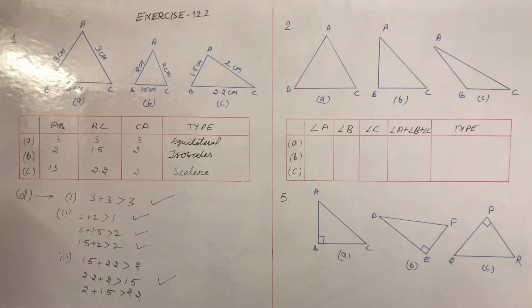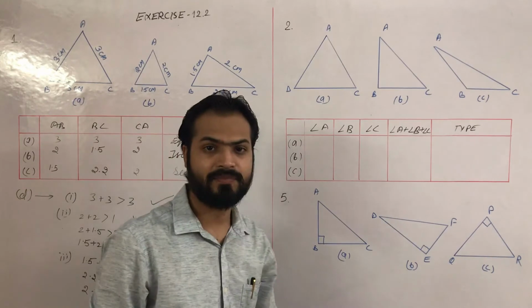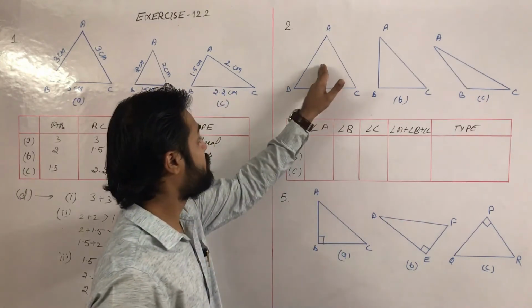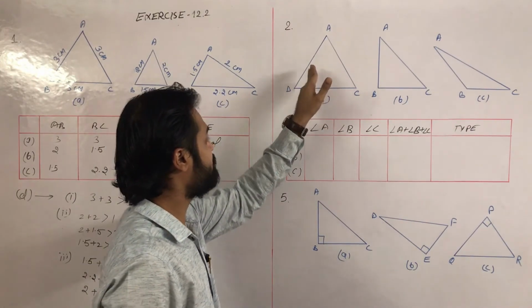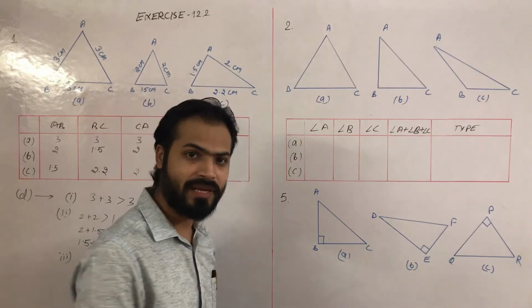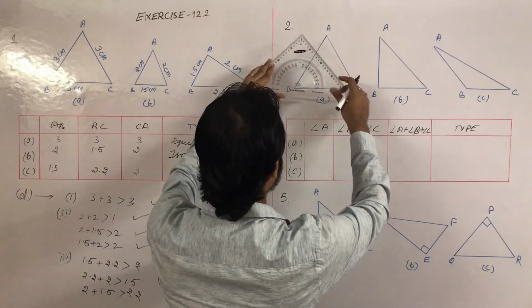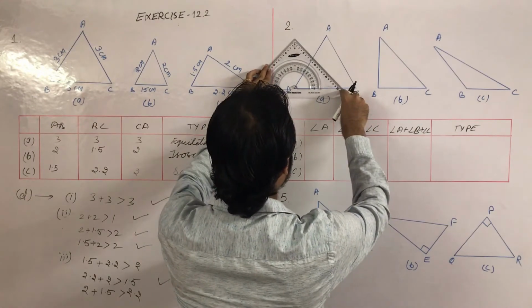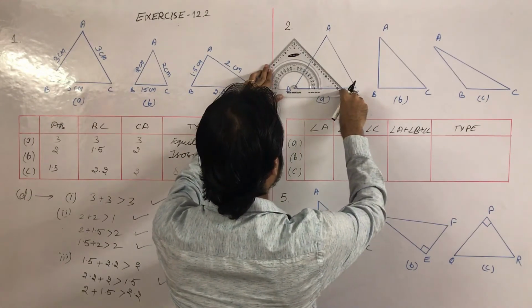Next, second question. Measure the three angles and classify each triangle according to the angles. What can you say about the sum of three angles in each case? So these are the three given triangles. It's my request to please try to measure all three angles of the triangle from your book. I am doing it, but please measure angles from your book.